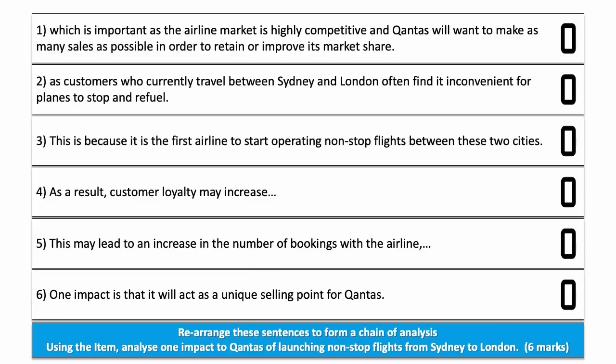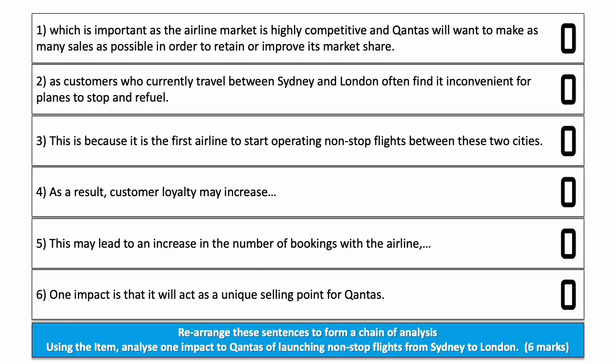So these are the different sentences, part sentences that you will need to rearrange to form a logical chain of argument following on from one point. I will give you a clue. Number 6 is the initial point.